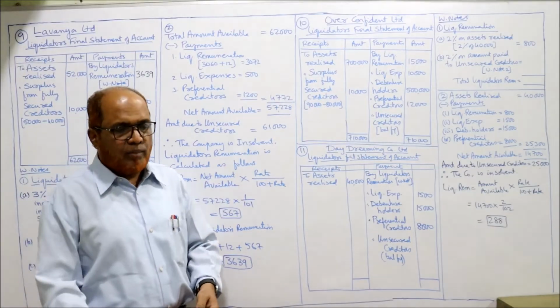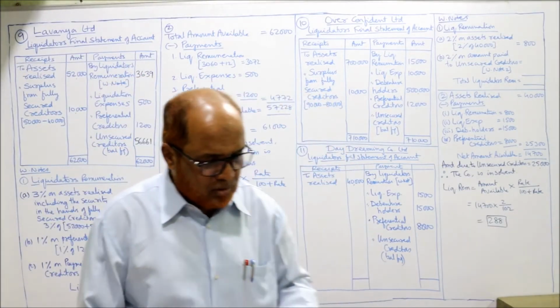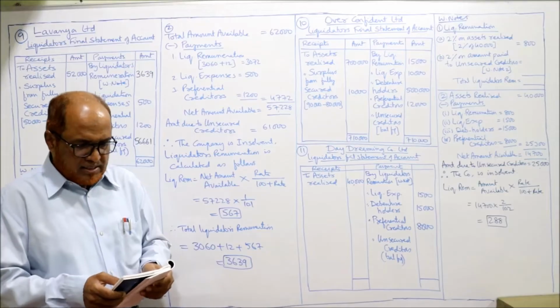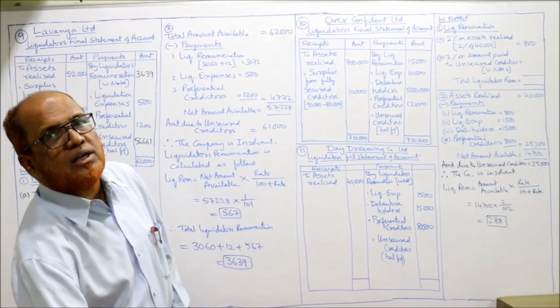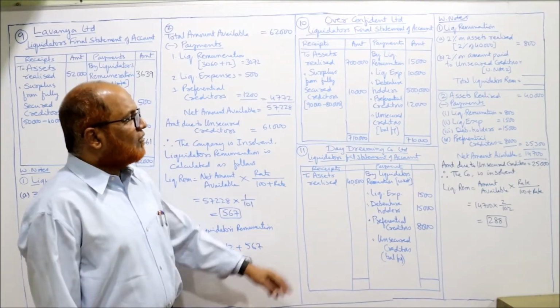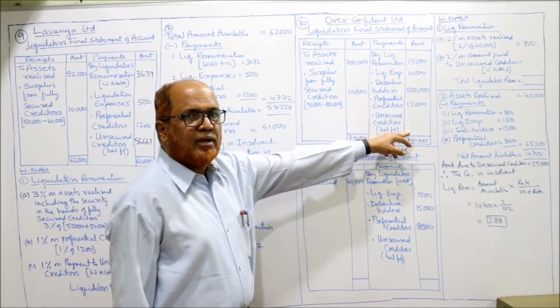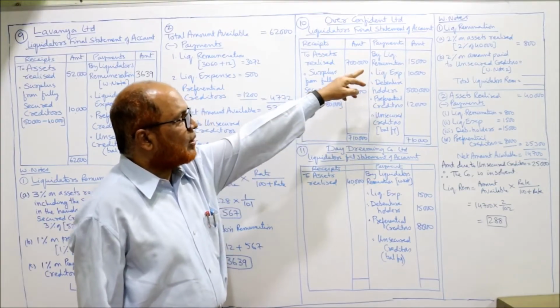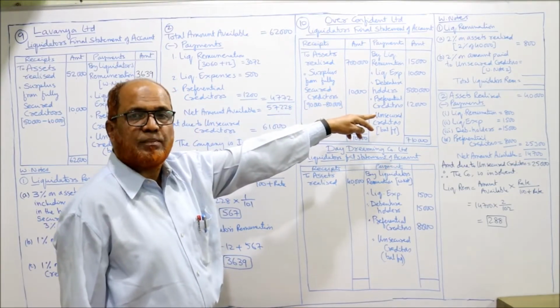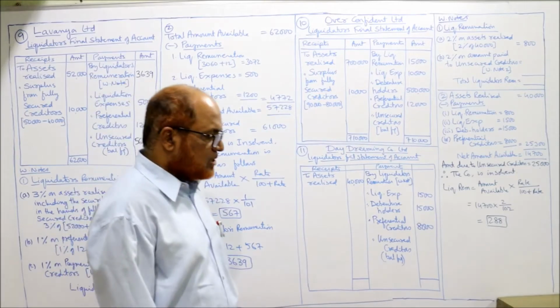Now we'll see how much is the total amount due to unsecured creditors. It is given in the problem as 3 lakh rupees. But the company does not have 3 lakh rupees. Now find out the balancing figure. Subtract from 7 lakh 10,000 all the 4 amounts on the credit side, and you will get the balancing figure.